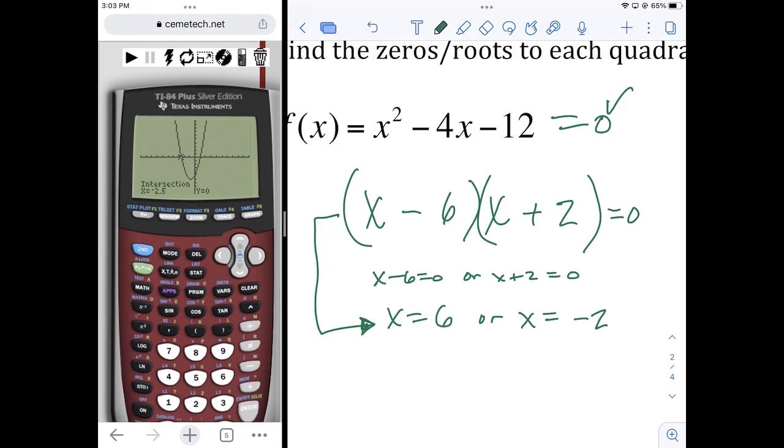Now, make sure, like on a free response, that you keep it equal to 0 all the way down. It has to be an equation all the way down. If you leave the equal sign off one time, you're going to get dinged.